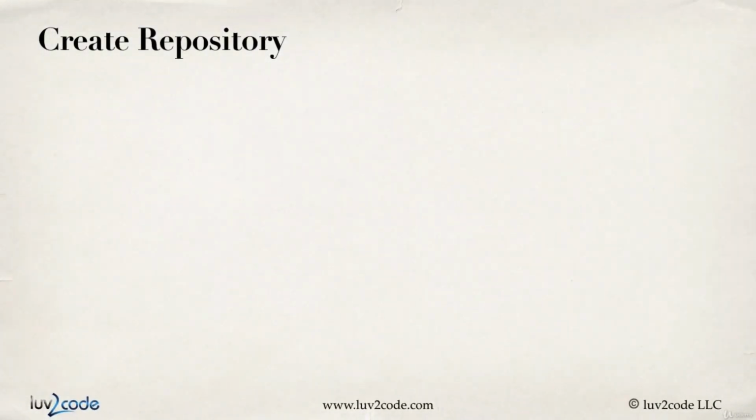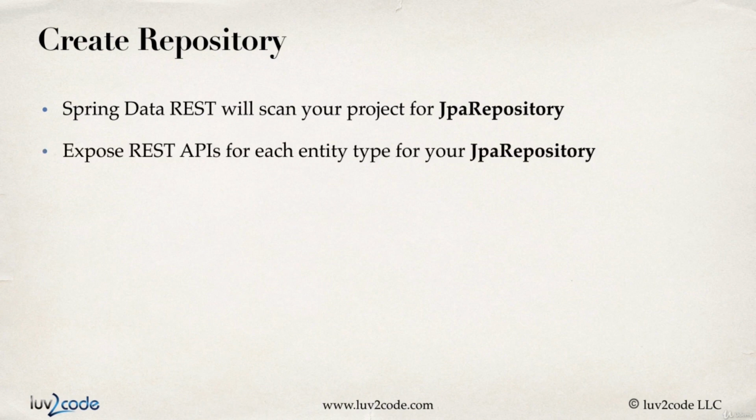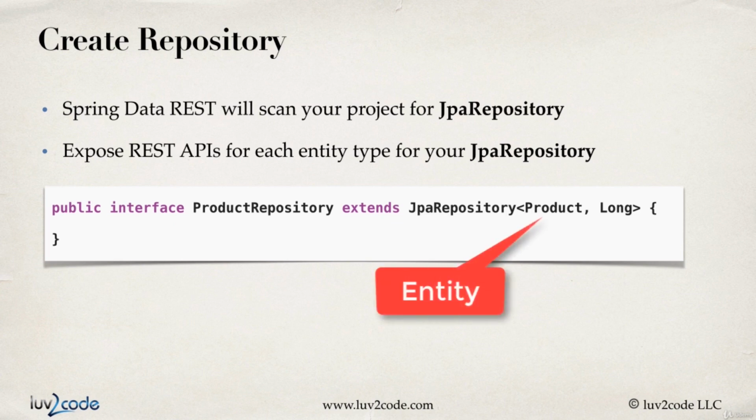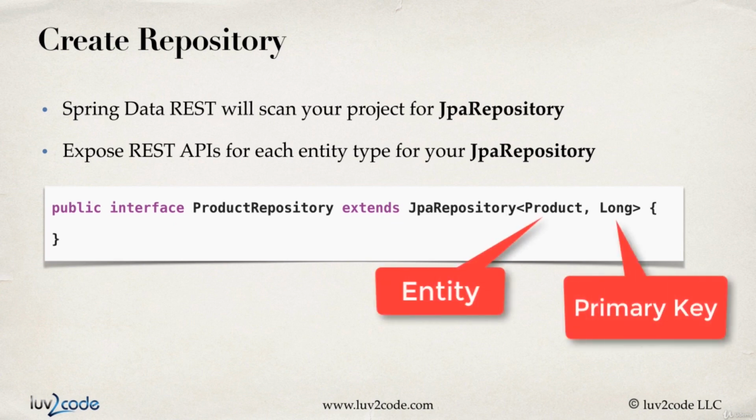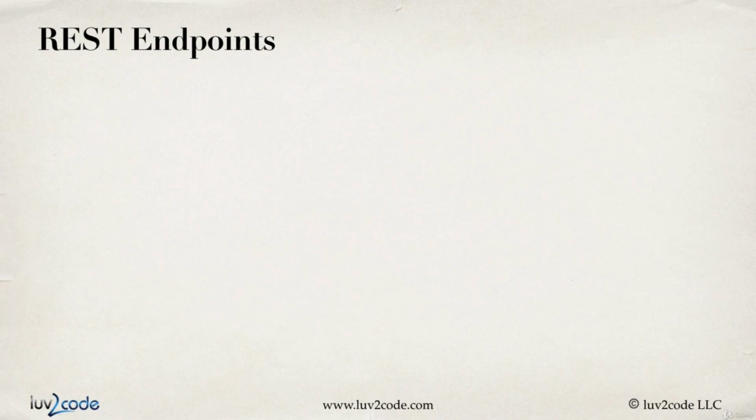Since you already have some Spring Boot experience, just a quick refresher here. So Spring Data REST will basically scan our project for a JPA repository, and it'll expose REST APIs for each entity type for our JPA repository. So here's one example here. We have this product repository, extends JPA repository. We give the entity type, comma, the primary key type. So the entity type here is product. The primary key type is long. And based on this information, it'll expose REST endpoints.